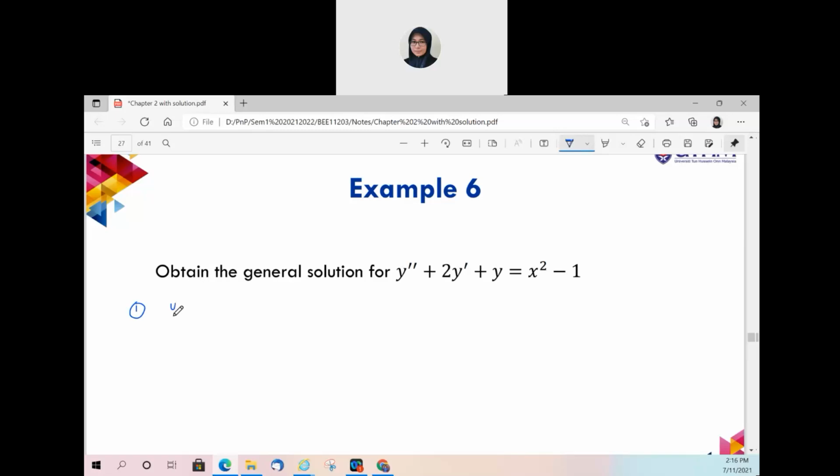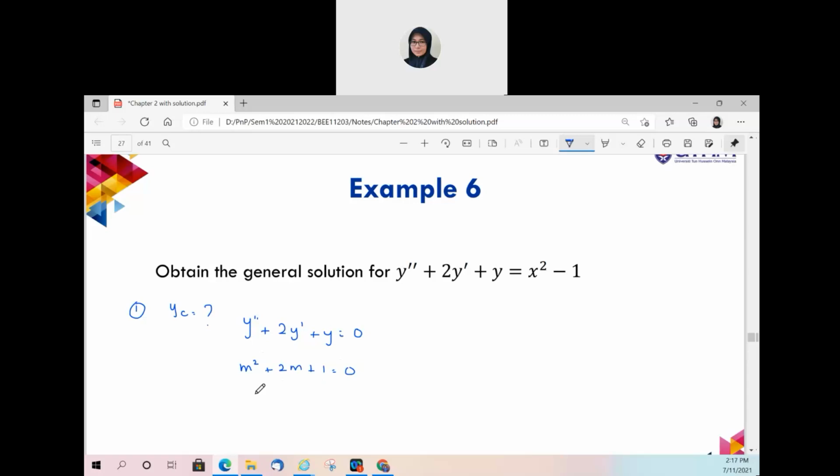Kita nak dapatkan yc berapa. So yc is, you have to assume the homogeneous of this equation, y double prime plus 2y prime plus y equals 0. Betul? Then we have to find the root m. So now we have m squared plus 2m plus 1 equals 0. Betul?